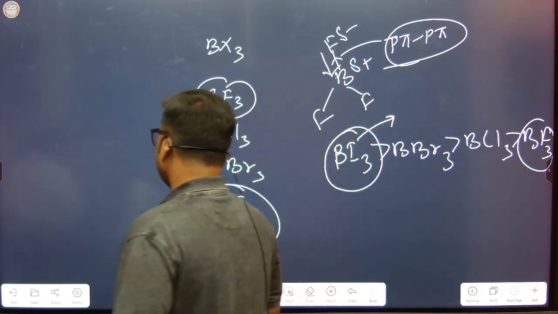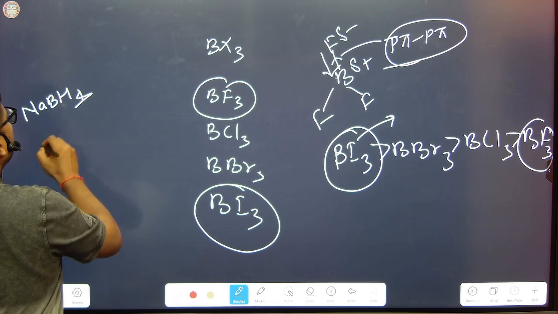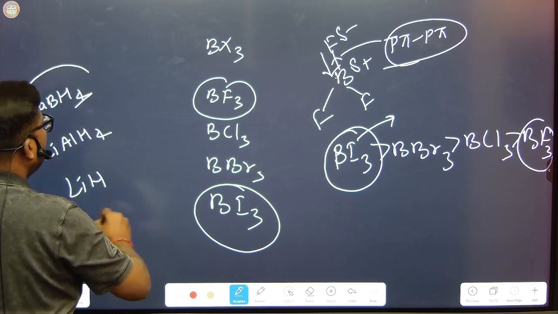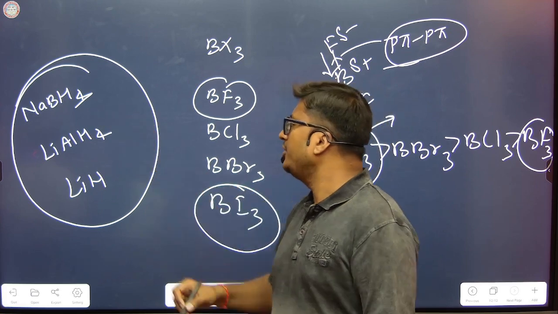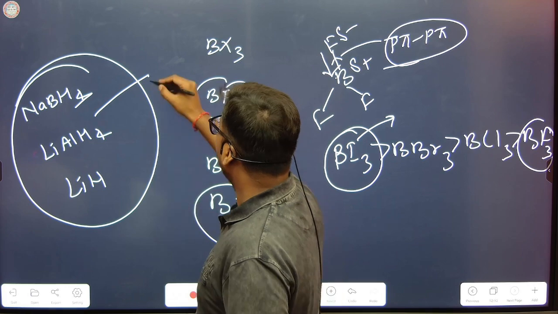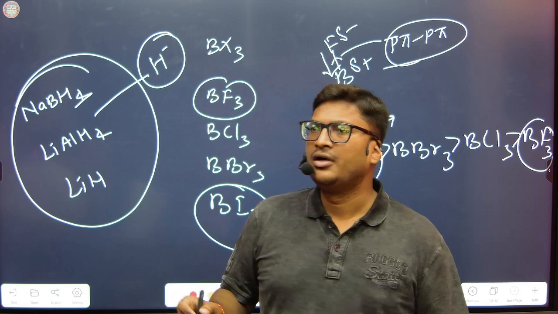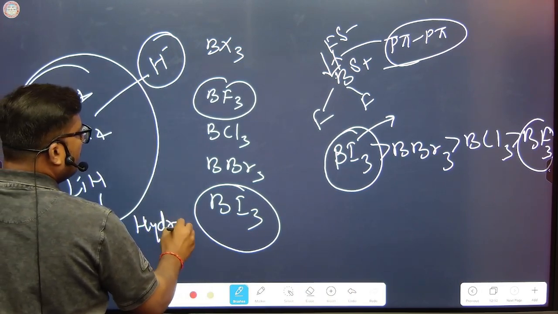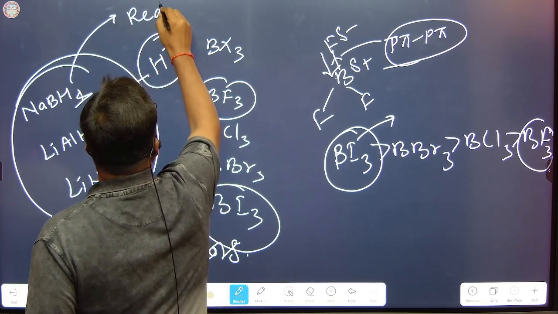And the most important thing is that in the boron family, we have NaBH4, lithium aluminum hydride, and lithium hydride. So these compounds possess boron atoms, that is sodium borohydride, lithium aluminum hydride and lithium hydride. All these compounds are very good donors of hydride anion. So they act as reducing agents in many organic syntheses. They are hydride donors, and very good reducing agents for organic transformations.